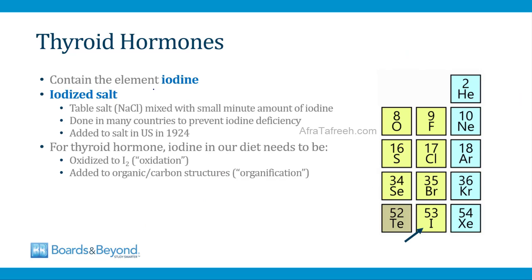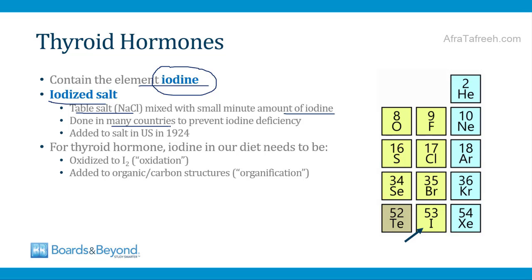So as we just saw in the last slide, thyroid hormones contain the chemical element iodine. And so in order for our thyroid gland to be able to produce thyroid hormones, we have to consume iodine in our diet. There are a number of sources of iodine, but an important one, especially in the United States, is iodized salt. When you buy table salt, which is sodium chloride, it usually comes mixed with a small amount of iodine. This is called iodized salt. And many countries, including the United States, do this in order to prevent iodine deficiency.